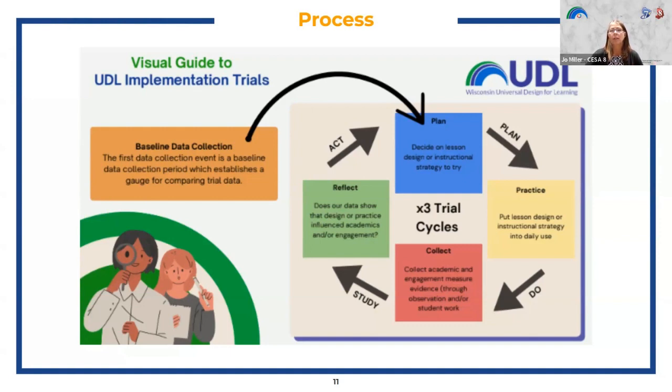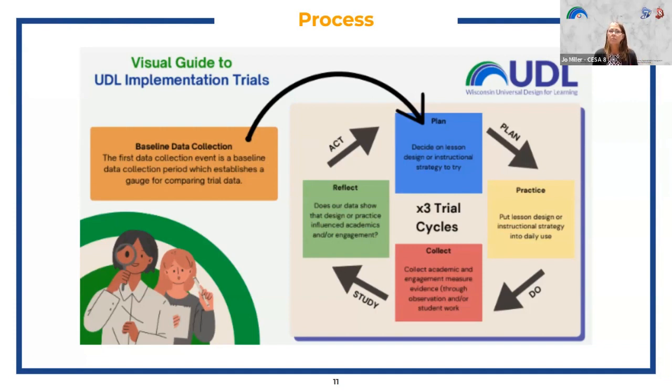And each trial cycle consists of that Plan, Do, Study, Act. And it's really about planning on the lesson design or the instructional strategy that your team is going to try for a current trial cycle. Then putting that practice into place with students in the classroom, and then collecting evidence across 2 dimensions of the effect on students. And that includes the academic focus that the team will decide on, as well as an engagement measure, because we know students aren't learning if they're not engaged in the process of learning.